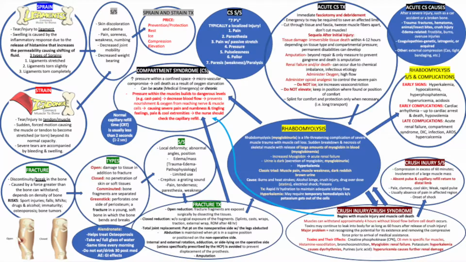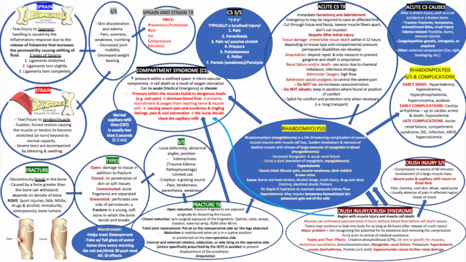To start, I will talk about the differences between a strain and a sprain, which can sometimes be easy to forget. A sprain is a tear or an injury to a ligament, and ligaments connect bone to bone. And swelling is caused by the inflammatory response due to the release of histamine that increases the permeability, causing shifting of fluid. There are three types of sprains. You can stretch the ligament, you can tear it slightly, or you can tear it completely.